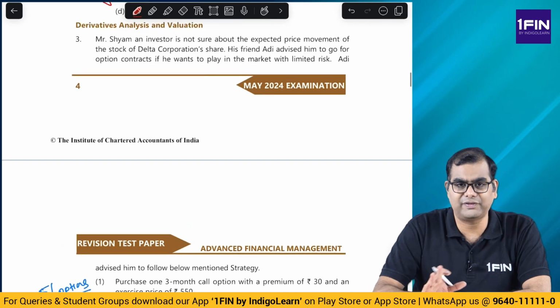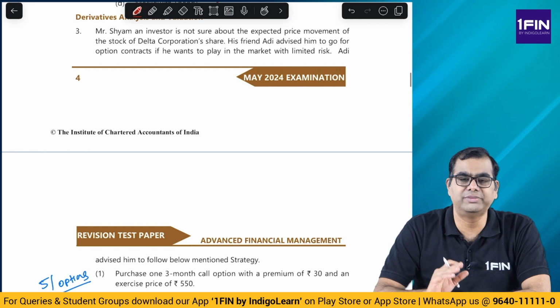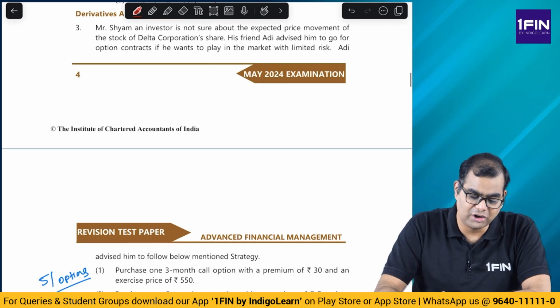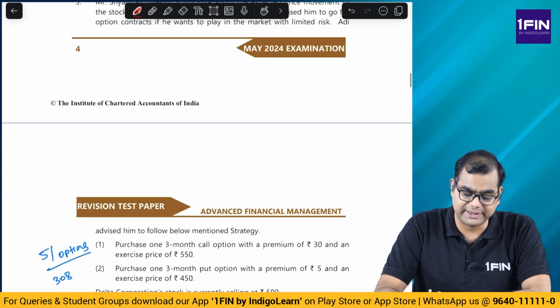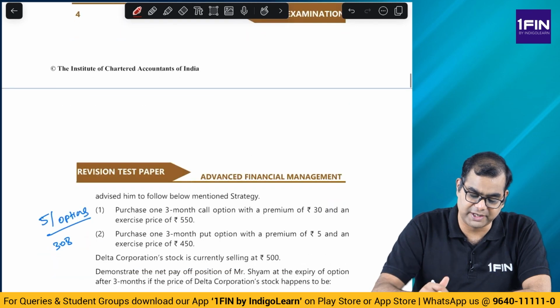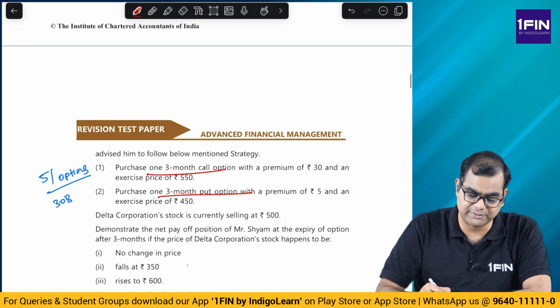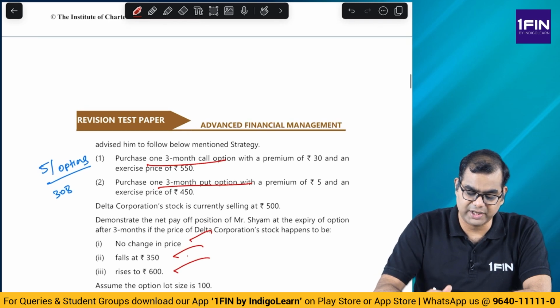So I fundamentally believe that the case study based MCQs they're going to give in the exam are going to be in this style or this type. Now coming to the more practical questions that they've asked. First question is derivatives analysis. Somebody is expecting a price movement. Based on the price movement, they did one buy one call, buy one put, and then if something happens to price, what is the gain or loss?